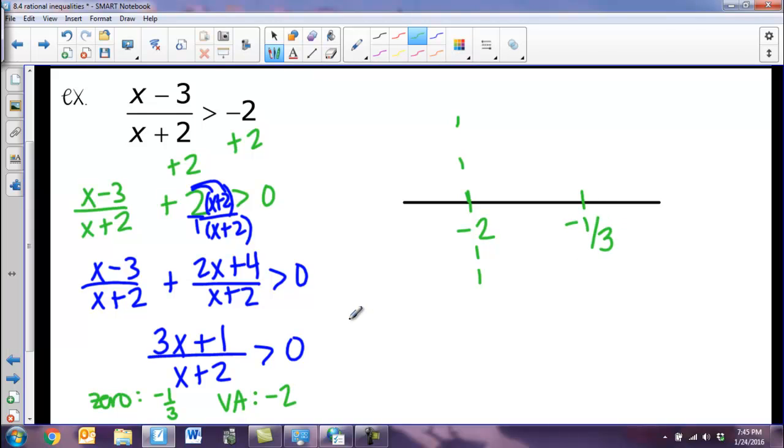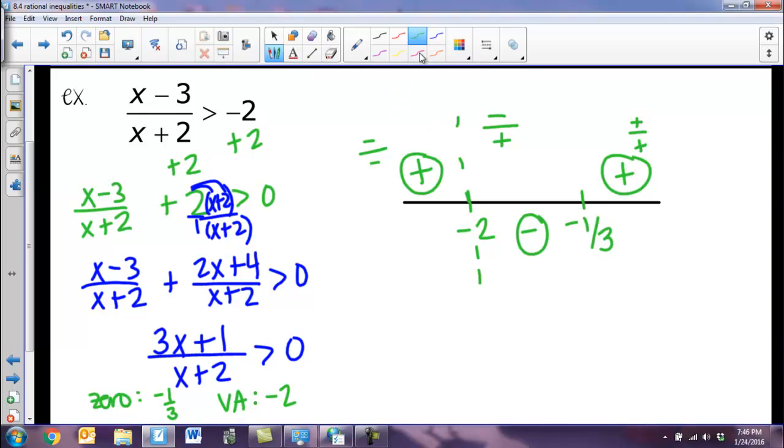Then I plug in some test points. A number less than negative 2 would be like negative 3, so I'd get a negative on the top and a negative on the bottom, which makes a positive number. A number in between these two might be like negative 1. If I plug negative 1 into this expression, again using the one I already simplified, that'd be a negative on the top and a positive on the bottom, which makes it negative. And finally, a number bigger than negative 1/3, like 0 or 1, I would get a positive on the top and a positive on the bottom, so a positive expression overall.